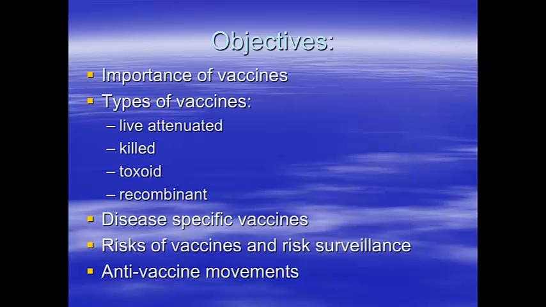So the objectives of today's talk, you can read them here. We're looking at vaccines and why they're important. Go through some principles of vaccines. What are they? Some are live attenuated, some are killed, some are toxoid or based on a component of the pathogen. Recombinant means that the protein is built from DNA in vitro.